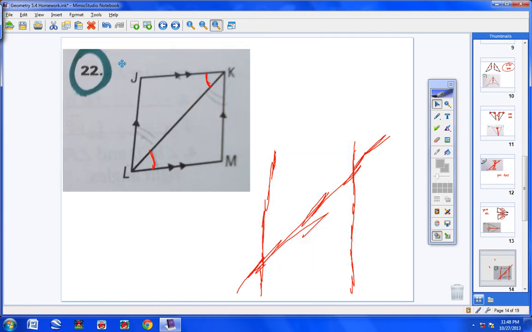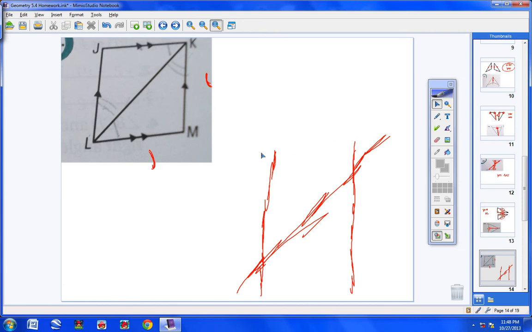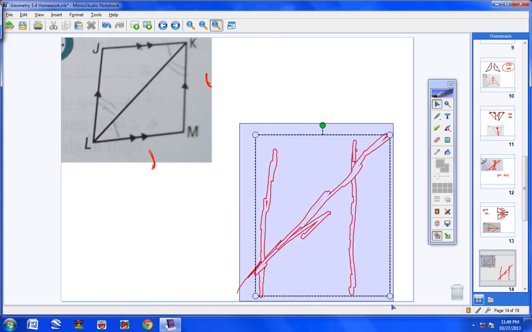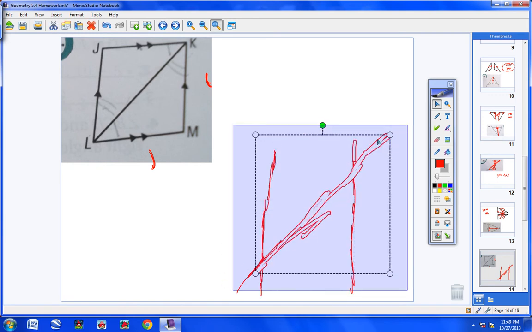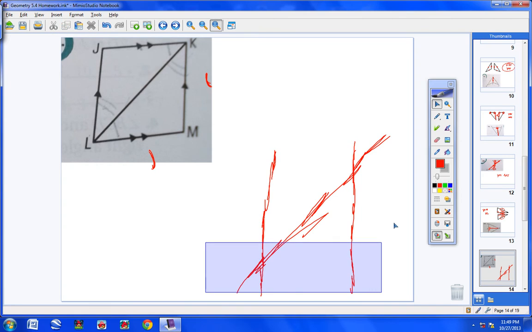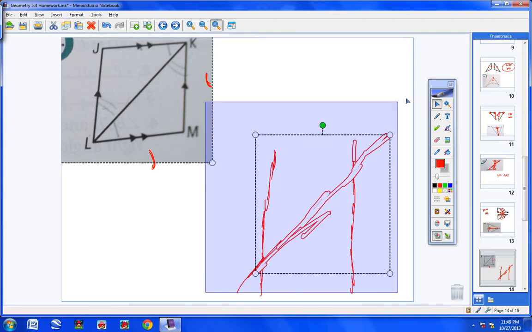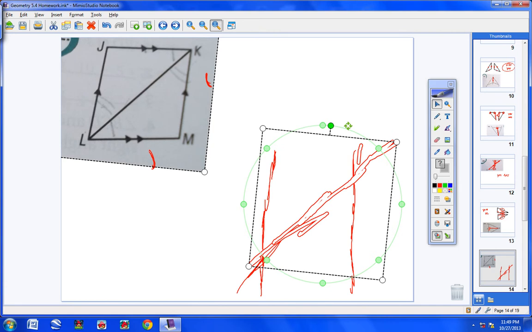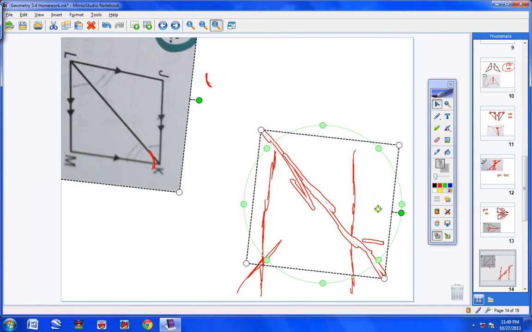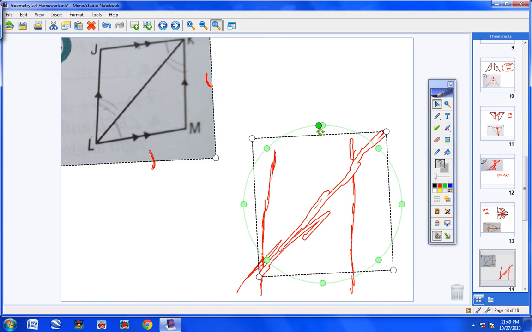All right? In fact, I'm going to get out of the way a little bit. Now I'm going to highlight this, and I'm going to turn this. I did not mean to do that.